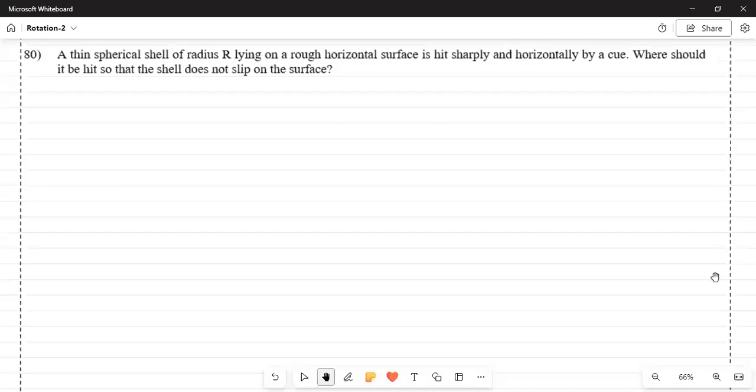Now we take up problem 80 of your textbook. Now this is actually a small problem, not pretty big.